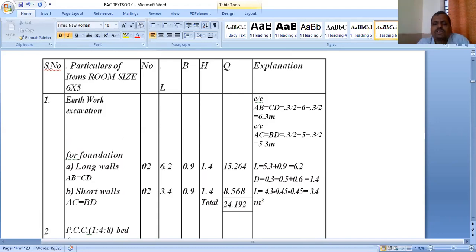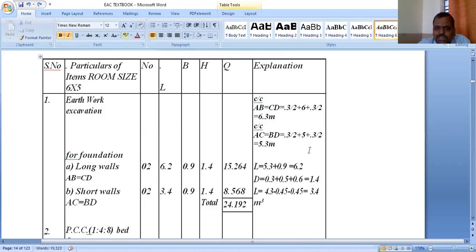Now here we have already calculated the center to center distance of a single room having the dimension of 6 meter by 5 meter respectively. After that, first of all, we have to find out the earthwork in excavation. In that, first of all, we are going to find the length of the long wall. How much it will be? It will be center to center distance plus one width of item.